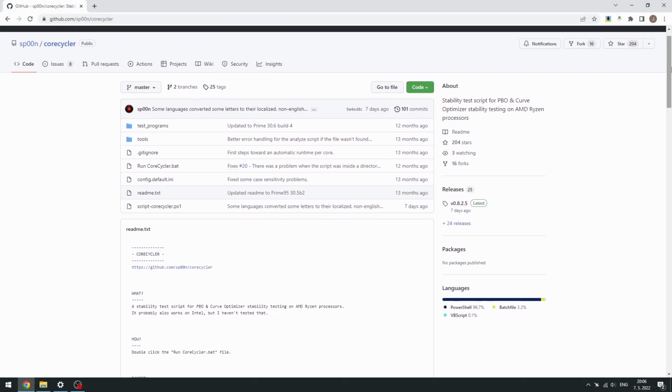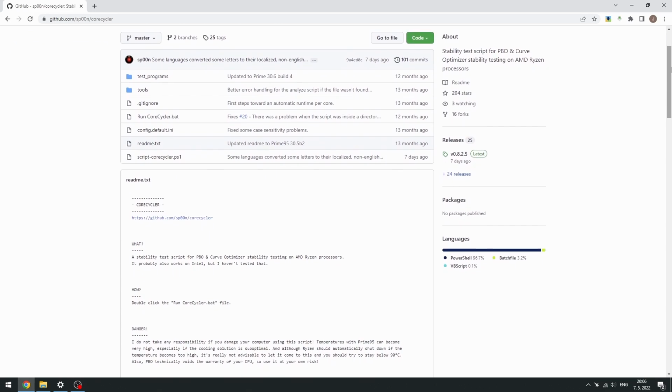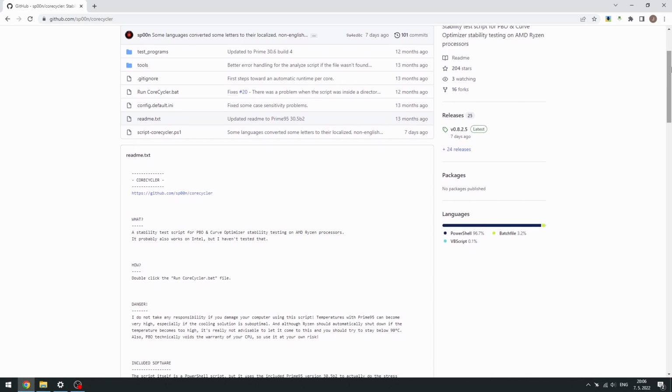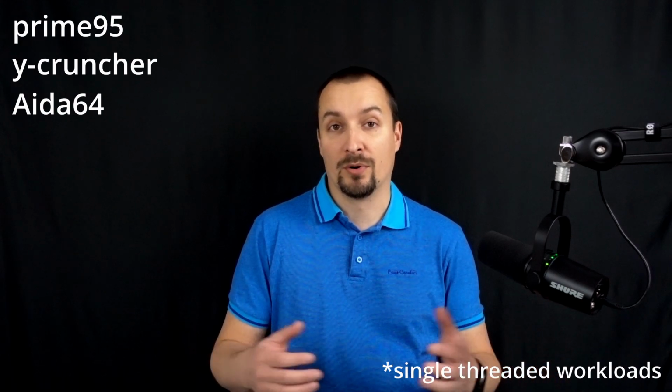The tricky part is that you always need to test each individual core for stability, which is very time consuming. Fortunately, we have a little big helper called CoreCycler, which is a PowerShell script developed by Spoon. Link to the project can be found in the video description. CoreCycler, as the name suggests, cycles through individual cores while running Prime95, YCruncher, or ADA single-threaded workloads.